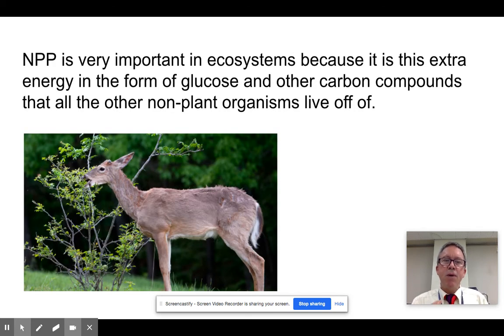Now, here's why it's so important, though, because it is this extra amount of energy that plants make that is available to the organisms. So this deer is taking advantage of the fact that the plant made more sugars than it needed. And so now the deer can eat those, and now it can use those sugars to drive its life. Now, we could shoot this deer and measure its mass, but I don't want to get too far ahead. The point is, the energy is now in the deer. I shoot the deer, I eat the deer, the energy is now in me. But ultimately, all that energy was in NPP. It was the extra amount that the plant made that it didn't need at that moment.